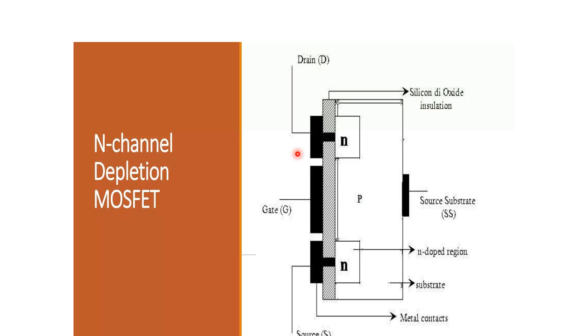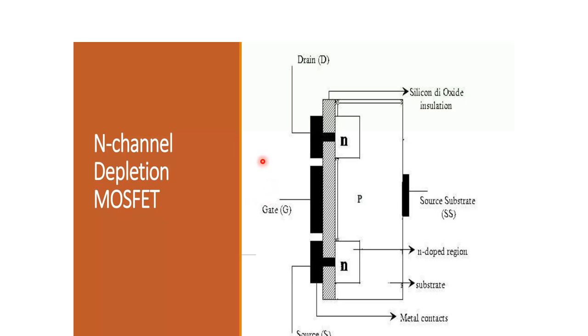So in the depletion case, there will be a prefabricated n-channel in between the source and drain. That means the channel is already established at this point. So that means the transistor is in on condition. What we can do, we can apply a certain voltage, obviously a negative voltage, so that this channel can be removed from below the gate.